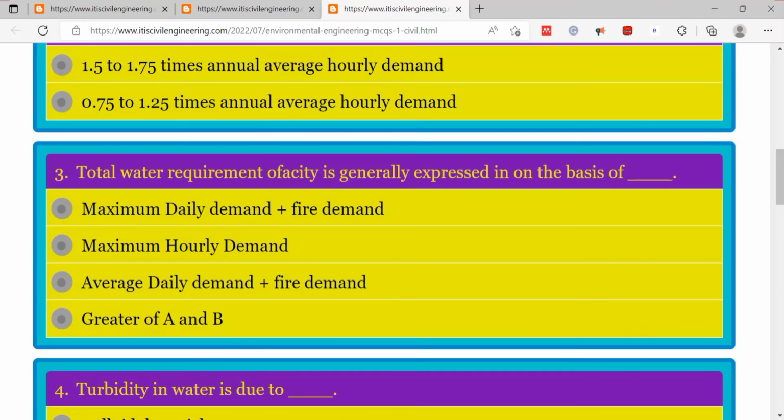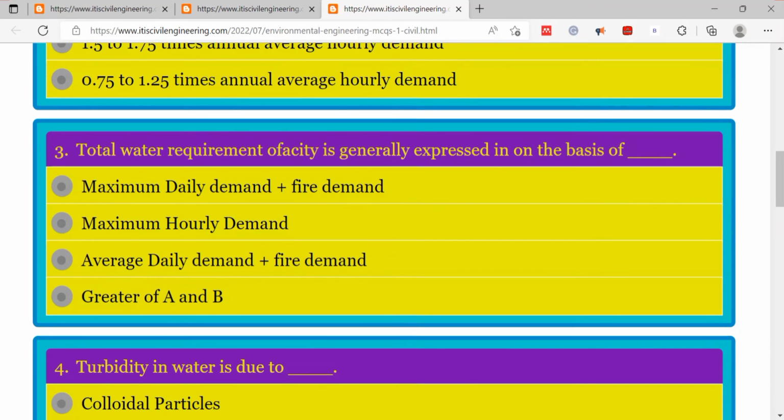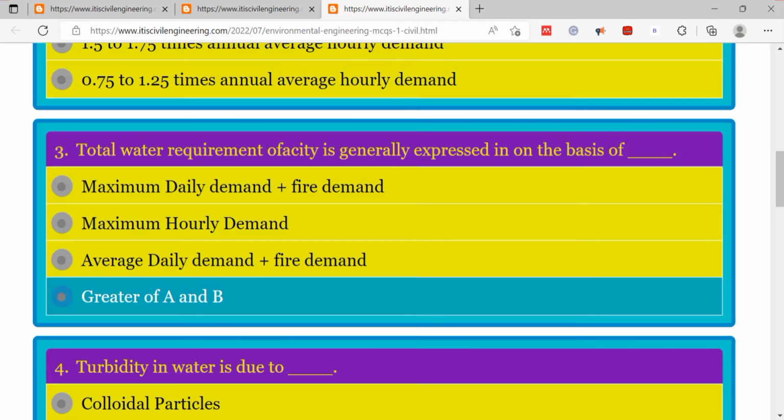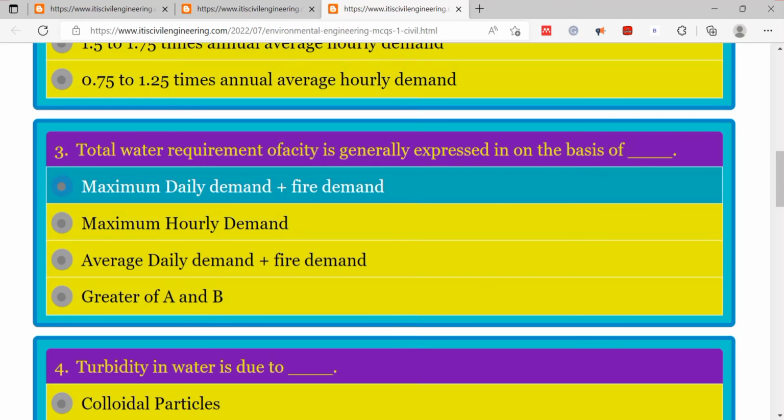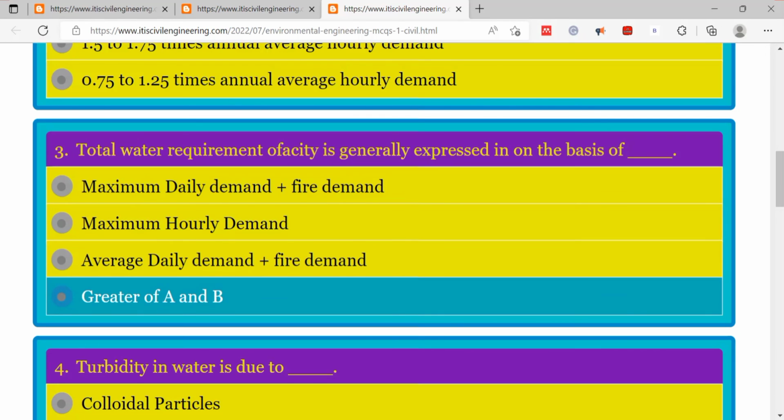The total water requirement of a city is generally expressed on the basis of, it will be greater of A and B. That is, it will be greater of maximum daily demand plus fire demand, or the maximum hourly demand, whichever is greater.